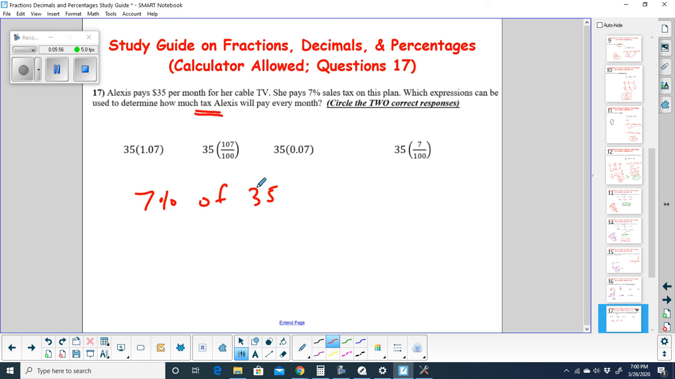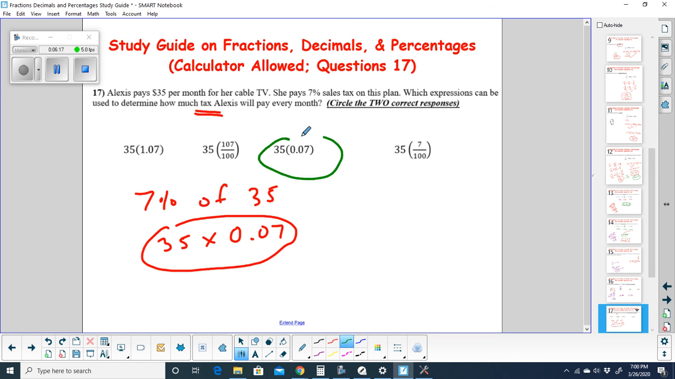So I look at all the answer choices and we're multiplying 35 first. So I'm going to do 35 times, well, what's 7% as a decimal? 0.07, right? We're asked just to find the tax. So we need something that's equivalent to that. Clearly this one here is equivalent because it's exactly the same. Now we have to figure out which of these others is the same. Well, 0.07 is the same as 7 over 100, so 35 times 7 over 100.